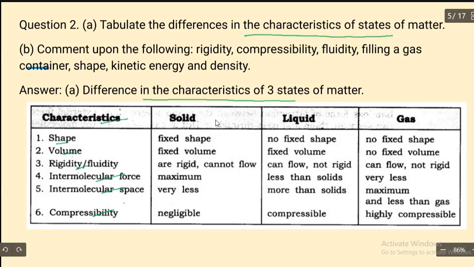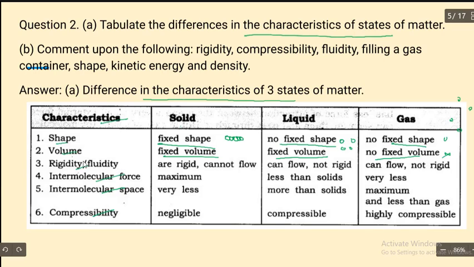Okay, so let us see the shape of the solid. You are going to see it has a fixed shape. Liquid does not have a fixed shape, and gas also does not have any fixed shape because of the particles present in them. Solid has tight particles, liquid has somewhat loose particles, and in gas the particles are very far from each other. Volume is nothing but the inside space, we can say. Solid has fixed volume, liquid also has fixed volume, but gases do not have any fixed volume.